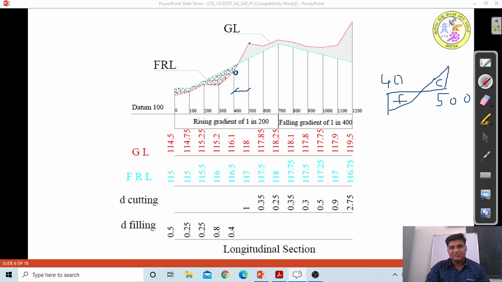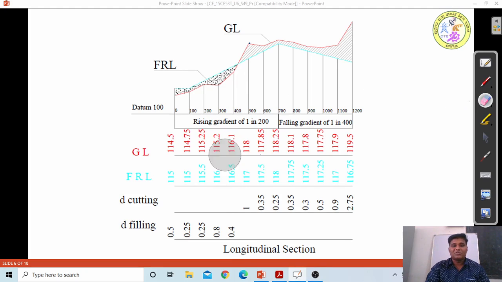At 500 what is the depth, 1 meter, and at 400 what is the depth, 0.4. So you have to find out the distance at which there is no cutting and there is no filling. This distance you need to find out.